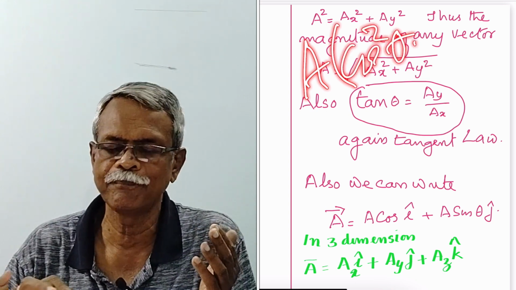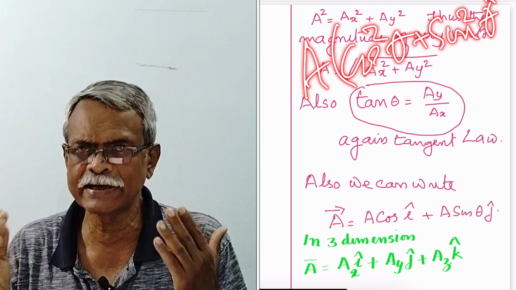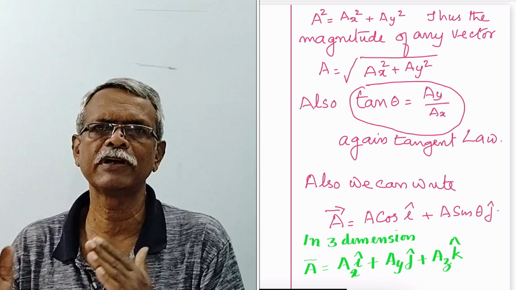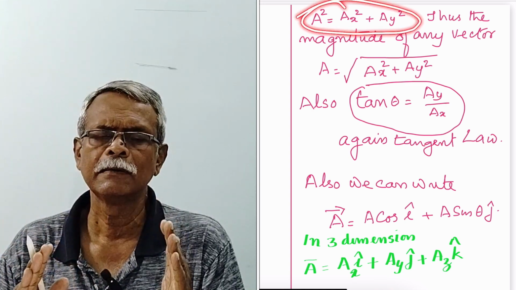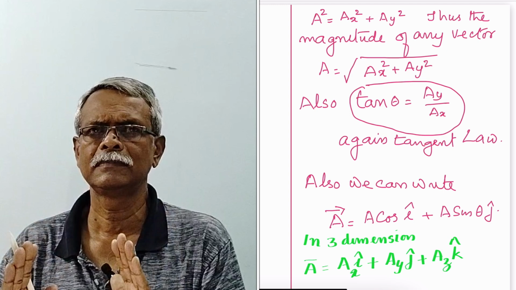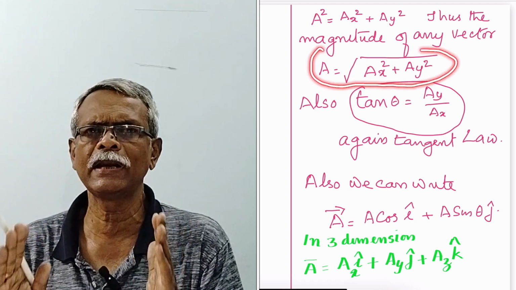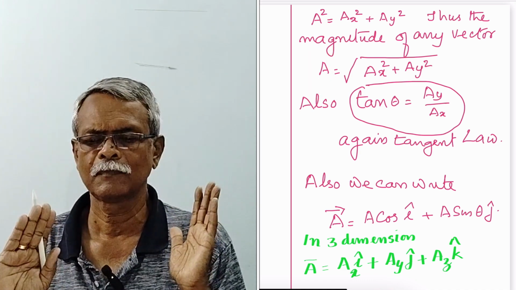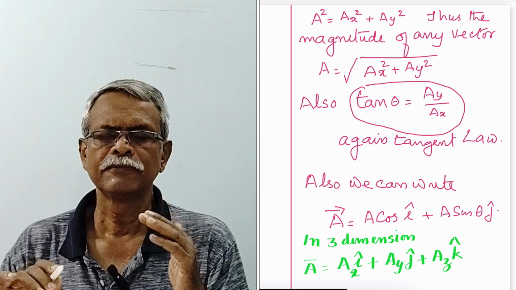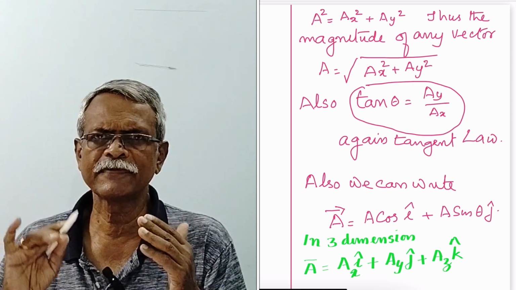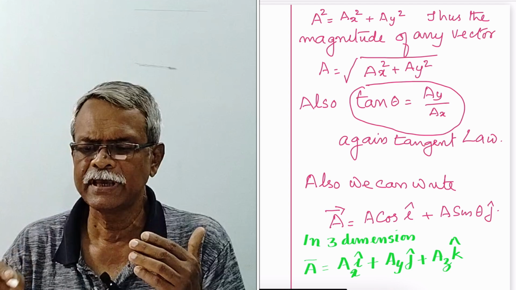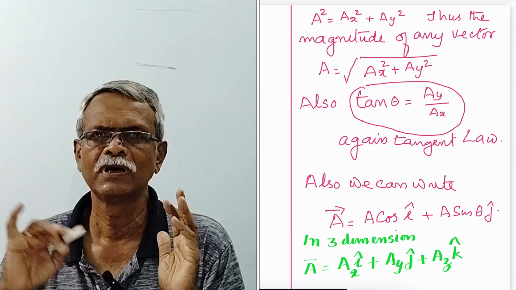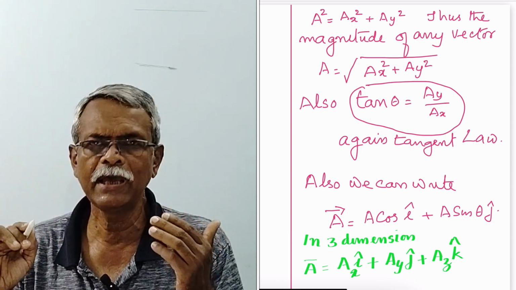That is the magnitude of a. So, the magnitude of any vector can be written as the square root of ax square plus ay square. So, if the vector magnitude and the angle are given, we can calculate the x component and y component, and also we can calculate the magnitude of the vector. And from that figure we can see that opposite side divided by adjacent side is ay divided by ax, and that is tan theta. This is again the tangent law. Tan theta is equal to ay divided by ax.